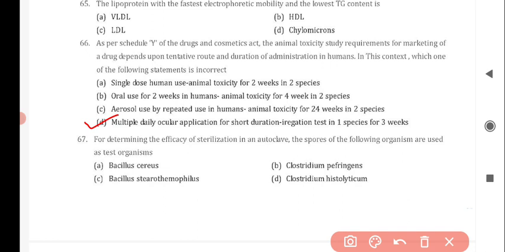species for 3 weeks. Next question is, for determining the efficacy of sterilization in an autoclave, the spores of the following organisms are used as test organisms. So the correct answer is option C, Bacillus stearothermophilus.